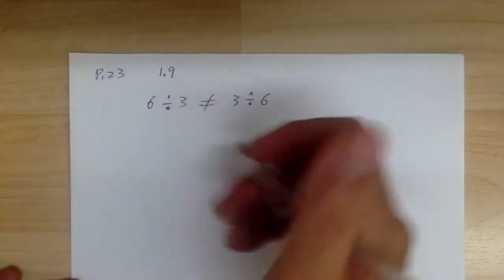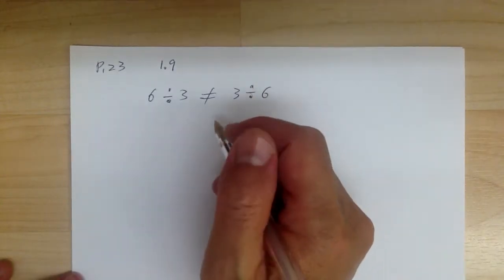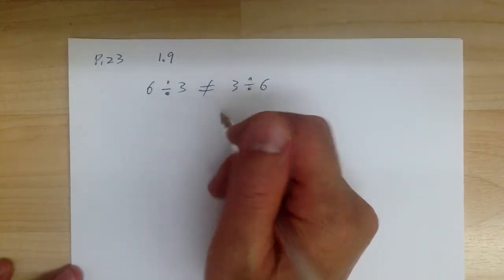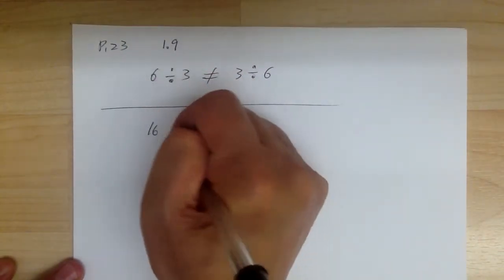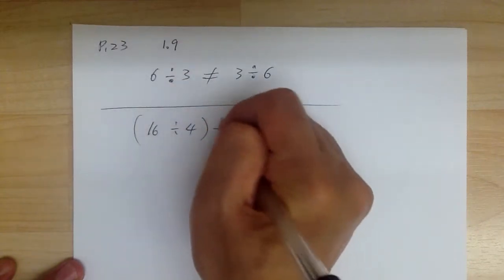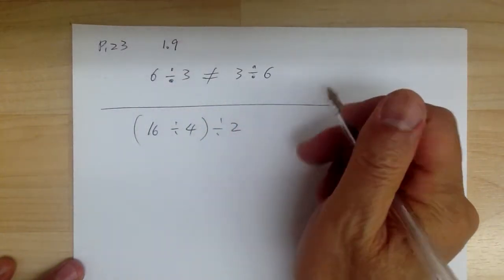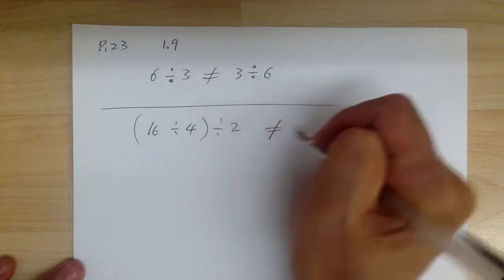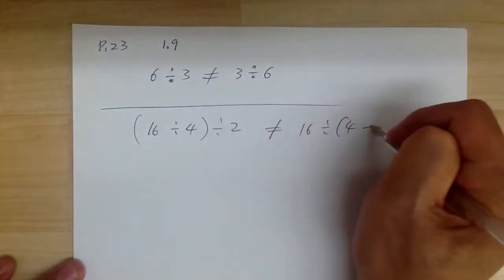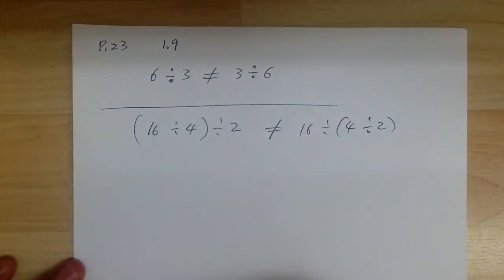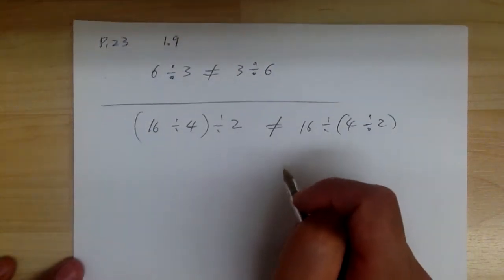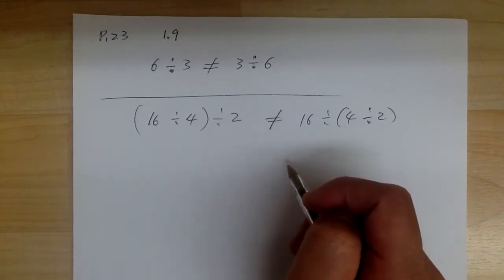So you cannot switch them around. And you also cannot switch the order around. For example, it's not associative. If you have 16 divided by 4 divided by 2, this is not equal to 16 divided by 4 divided by 2 grouped the other way. So this is not associative. Commutative and associative only apply to addition and multiplication, so do not do that for division or subtraction.